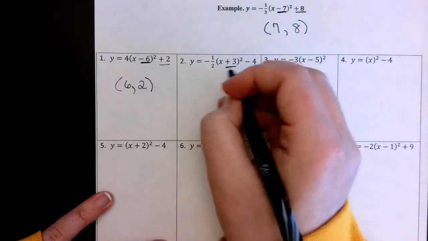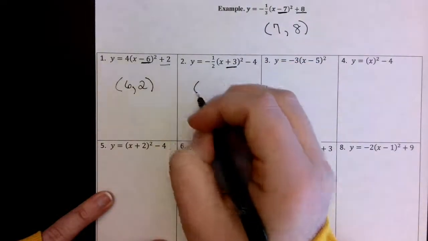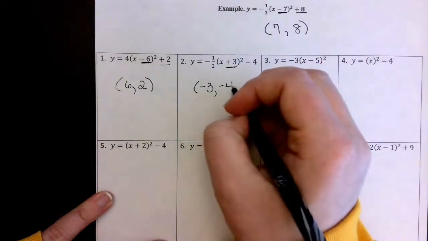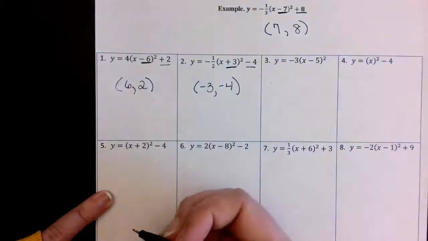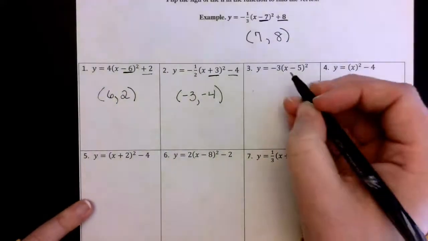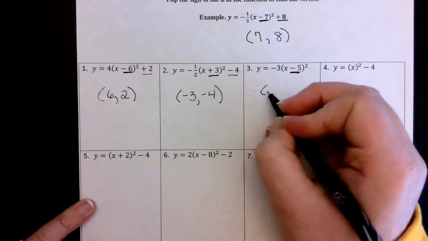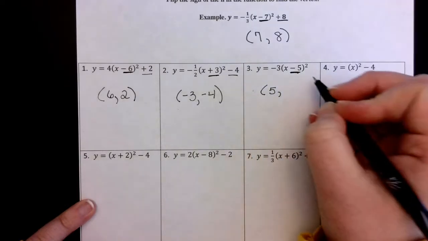Here, my h is in the parentheses. So since that's a positive 3, it's going to become a negative 3. Then negative 4 is my k. It's going to stay a negative 4. In example 3, my h, since that's a negative 5, is going to become a positive 5.